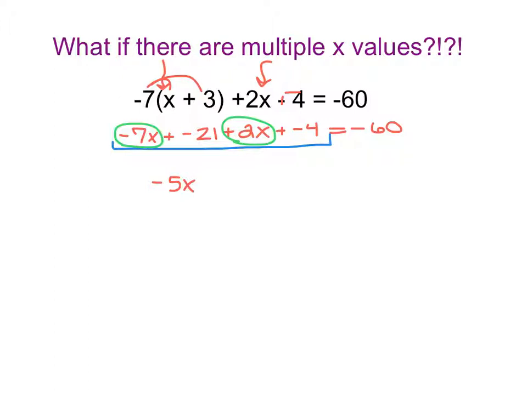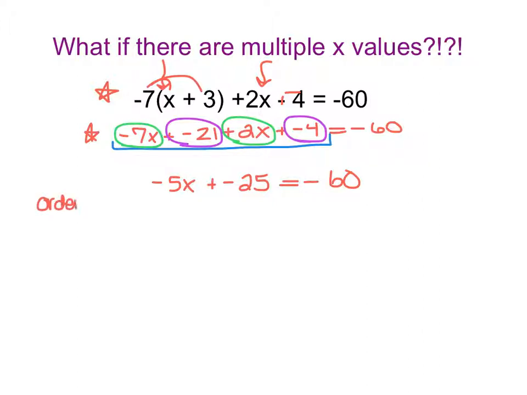Then from here, what you'll notice is that the other two terms are also alike. Here we have a -21 and a -4. And those can be combined together because they are like terms since they do not have a variable part, and they can be combined to be -25. So essentially what we've done here is we used the distributive property to get rid of the parentheses, and then we combined any like terms that we saw. Then from here, this starts to look just like our multi-step and two-step equations. We can see we have -5x plus -25 is equal to -60.